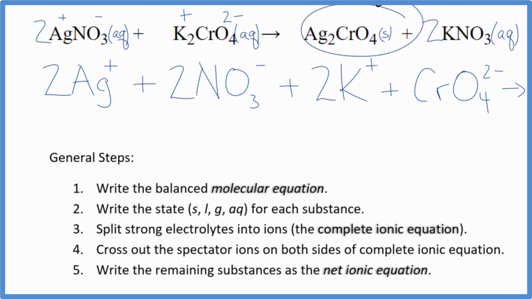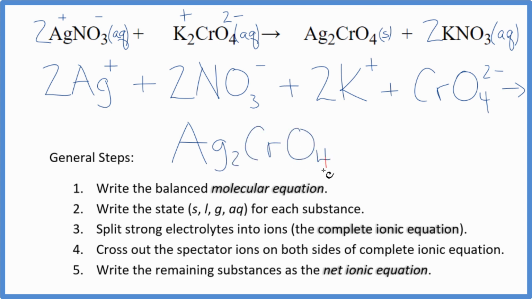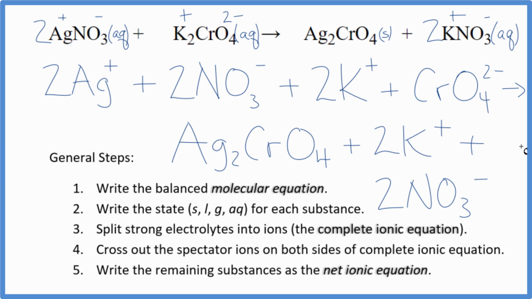For the products, we don't split solids apart, so we'll just have Ag2CrO4, that silver chromate. And then we said potassium is positive, the nitrate is negative, two potassium ions, plus we have two of the nitrate ions. And those are the products for our complete ionic equation. And this is the complete ionic equation.